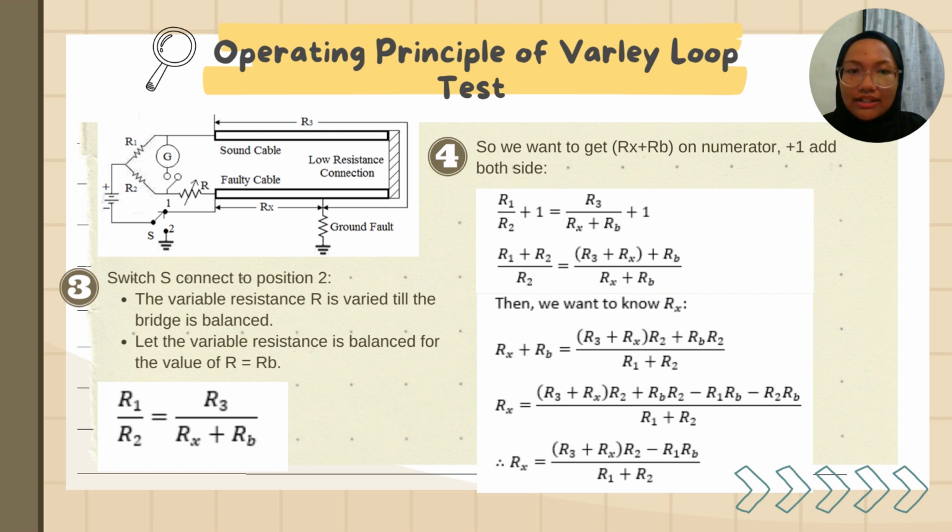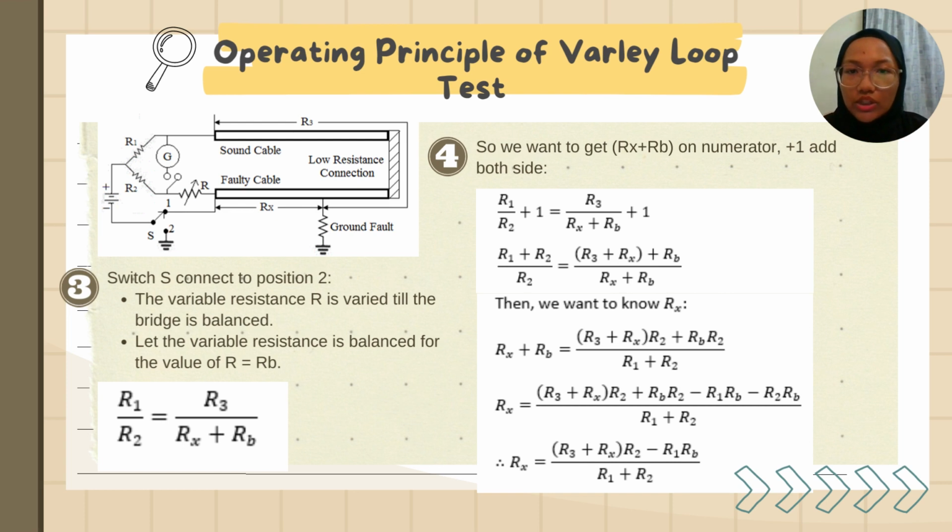So the equation that we will get is R1 over R2 equal to R3 over Rx plus RB. Now we want to calculate Rx plus RB. We want to know the value of R3 plus Rx, which is the total resistance of the loop. So to get the value of Rx, we need to make Rx plus RB the subject, on the numerator. So we will add 1 to both sides.